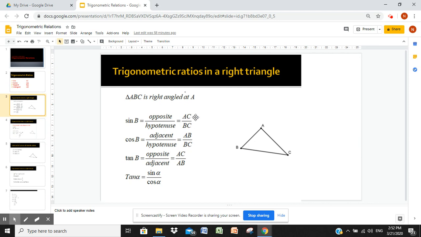Now, if I choose to divide the sine over the cosine, the BC and the BC will cancel out. I will be left with AC over AB, which is tangent B. So another formula for the tangent is the sine over the cosine.